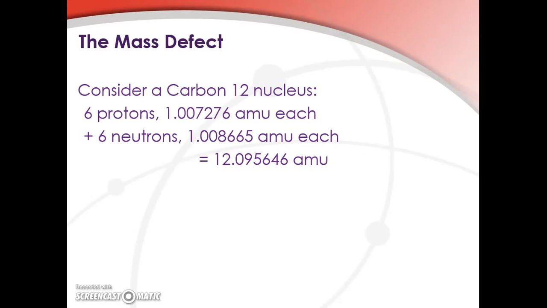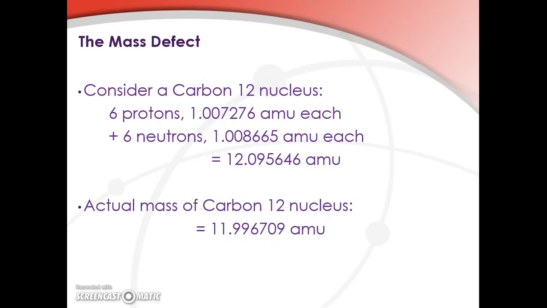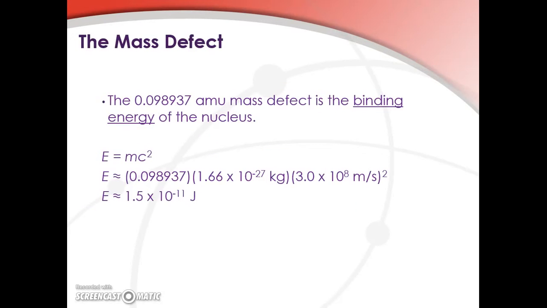And this number we had available to us, but when we measure the mass, it isn't correct. So the actual mass of the carbon-12 nucleus is 11.996709 atomic mass units. We've lost, if we do the subtraction, 0.098937 atomic mass units. And this defect we can think of as the binding energy of the nucleus, the strong nuclear force that holds it together, and the thing that counteracts electrostatic repulsion.